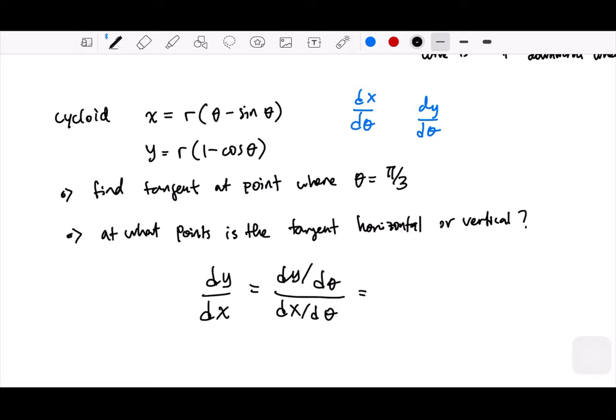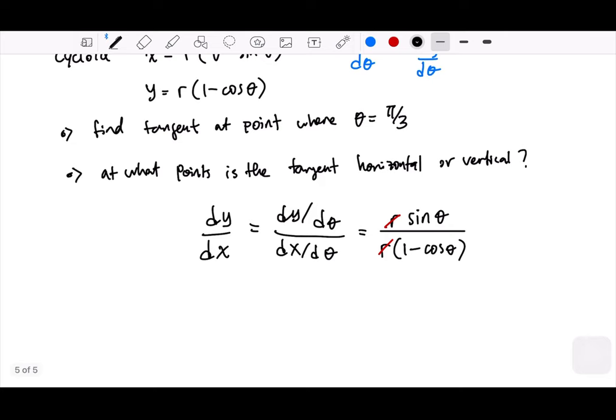So 1 minus cos theta, differentiate, becomes multiplied by minus and it's sine, so it will be r sine theta. r is just a fixed number, a constant. And dx: theta will be 1, and then minus sine will be minus cosine. You derive that, so it will be r times 1 minus cosine theta. And you can cancel this r, and you have sine theta over 1 minus cos theta.